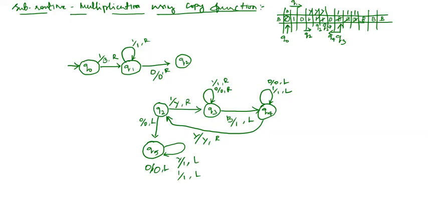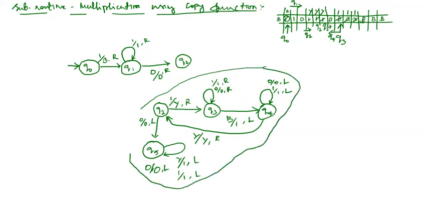So this is going to be your subroutine function. This is the subroutine I am going to make. This is the copy routine. So whenever q2 is called, it comes here, it does all this operation, and q5 will be the resultant.